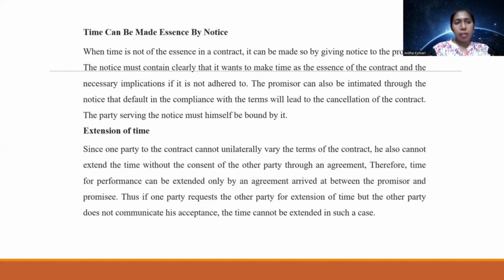So time can be made of the essence by notice. Sometimes, whenever we enter into a contract, the particular contract is to be completed within a reasonable time. Sometimes, if the time is not mentioned, what is supposed to be done? Either the promisor has to ask the promisee to specify the time, or the promisee has to inform the promisor within a day or within how many days, or in which place they have to deliver the goods. So it falls on both parties.